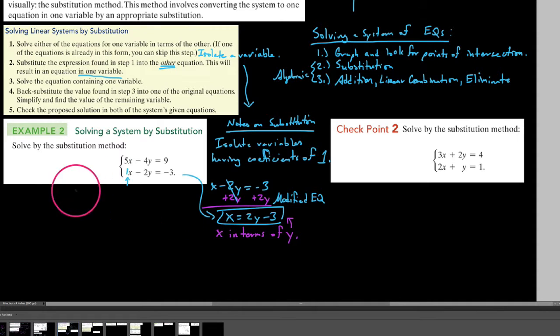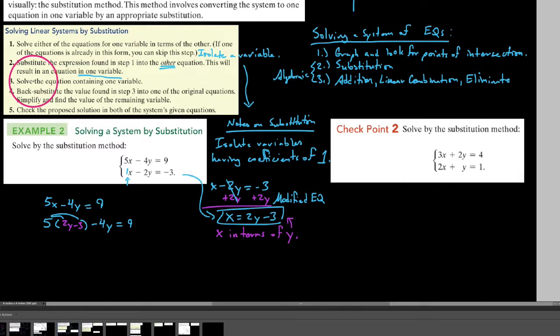So the idea here is this. If we have two equations, my first equation really is 5x minus 4y equals 9, but this was the other equation. What we're going to do is take x out, and substitute in instead this expression that we have for x, which is 2y minus 3. So 2y minus 3. And you'll notice that everything's in terms of y.